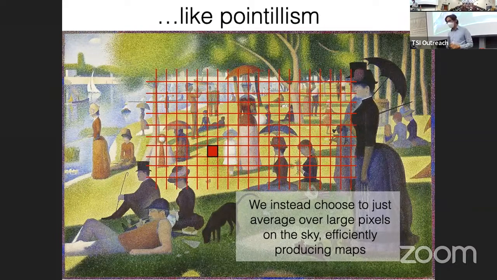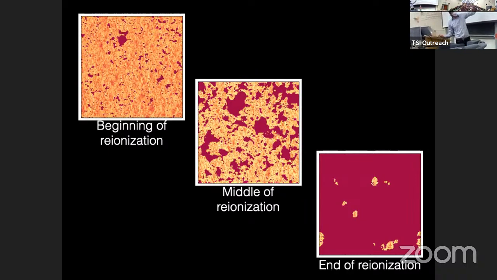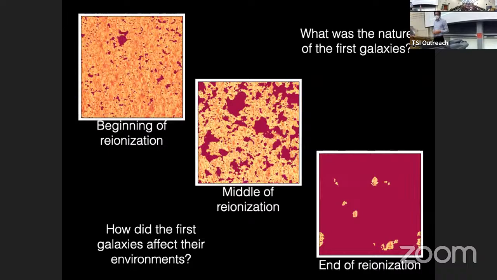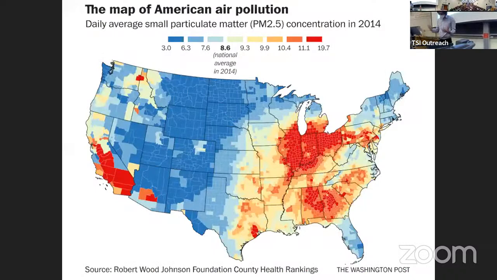And just to give you one small taste of the kinds of things I can learn from these maps, suppose I made one of these coarse maps, right? This is fairly coarse, like each one of these pixels is actually way larger than a galaxy. By studying these shapes, we can actually learn about the nature of these first galaxies by studying basically how they polluted the universe, okay? So, again, it comes down to studying these maps.